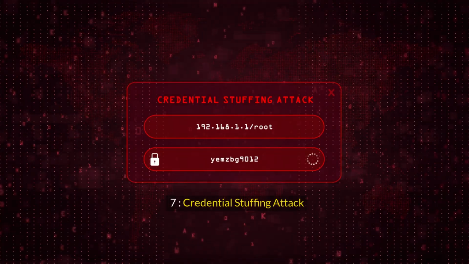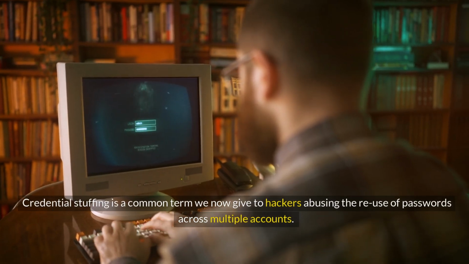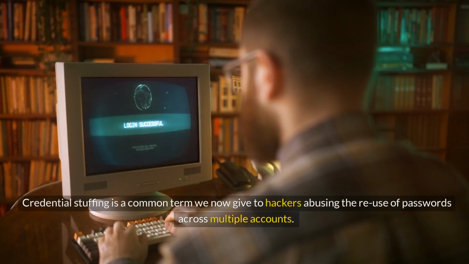7. Credential stuffing attack. Credential stuffing is a common term we now give to hackers abusing the reuse of passwords across multiple accounts.